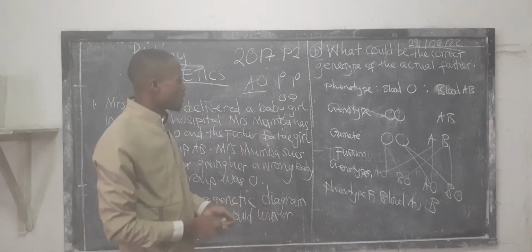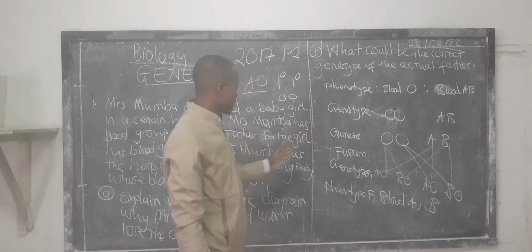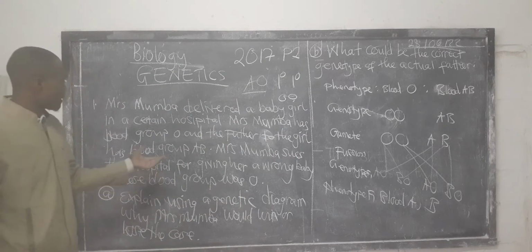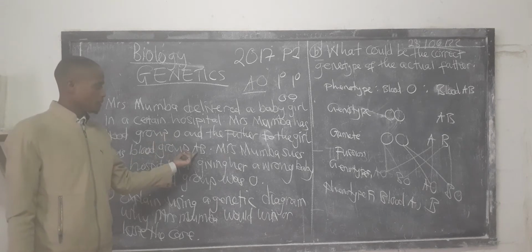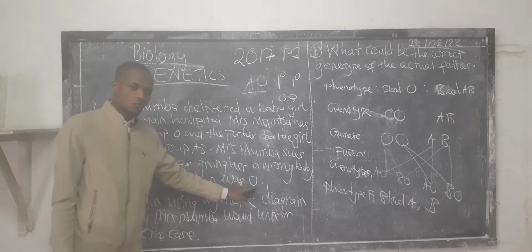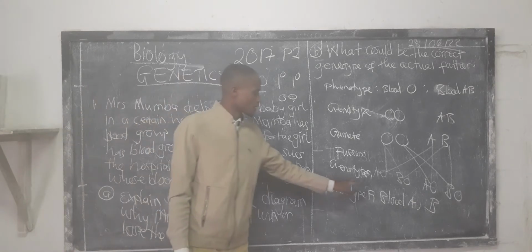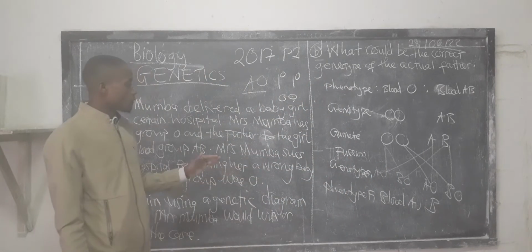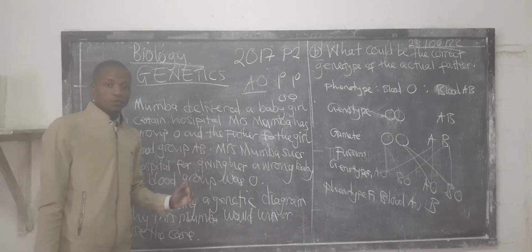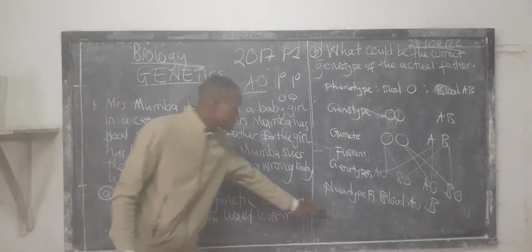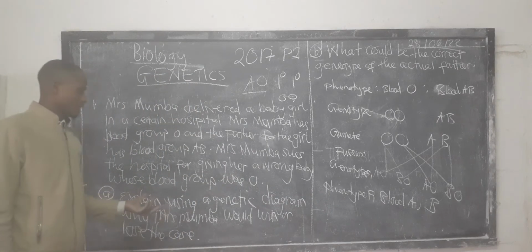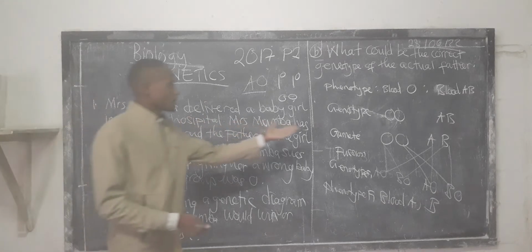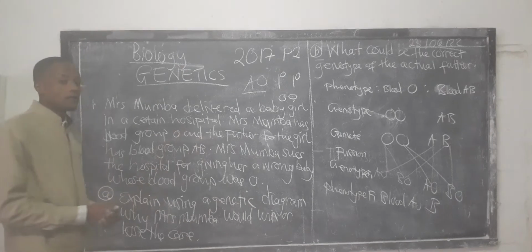Now, based on the genetic diagram here, can Mrs. Mumba win the case or lose the case? The mother had blood group O. The father had blood group AB. The child which was given to her was blood group O. If you look at the genetic diagram carefully, we do not have any child with blood group O. Therefore, this couple would never have a child with blood group O. So you conclude at the end, you say Mrs. Mumba would win the case, because they would never have a child with blood group O based on their genotypes for blood group. So that is the genetic diagram.